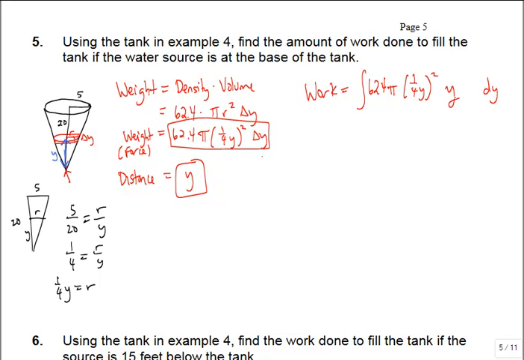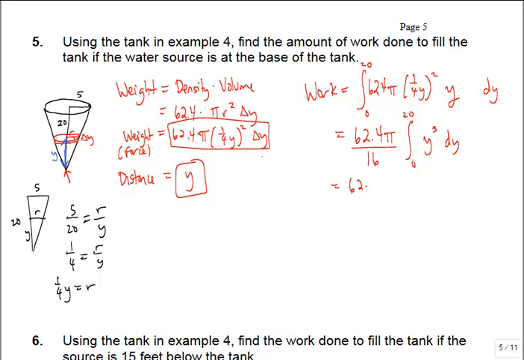And then the bounds for y, we want to fill this whole tank up. So from the bottom, that height y would be 0, and to fill it all the way up, it needs to go up to a height of 20. So my bounds would be from 0 to 20. So I'm going to pull out my 62.4 pi. 1/4 squared becomes a 1/16, which I'm going to pull out in the front. And what I'm going to be left with is this y squared times y, which is y cubed.